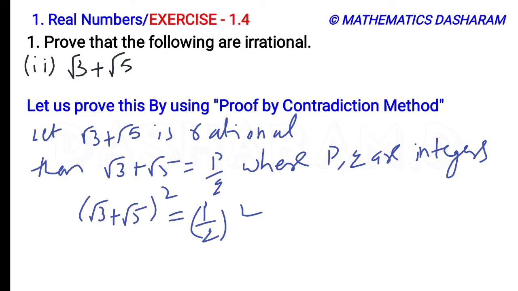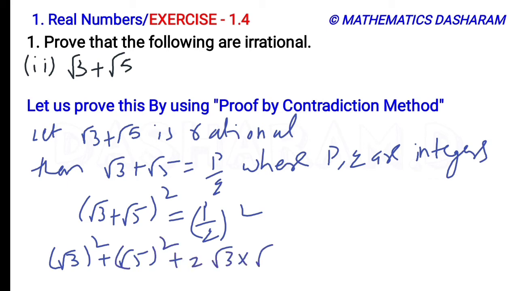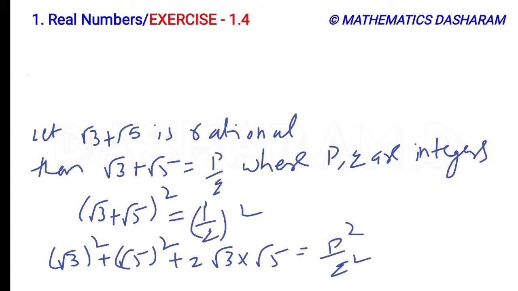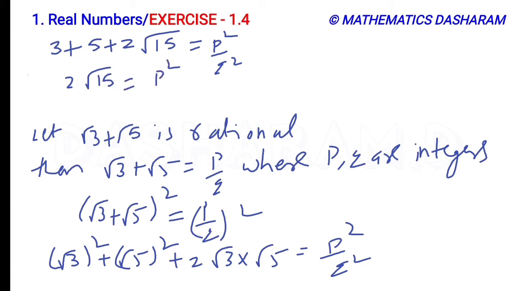Here it is the a plus b whole square form. So a square plus b square plus 2ab: 2 into root 3 into root 5 equals p square divided by q square. Root 3 whole square is 3, root 5 whole square is 5, and 2 into root 3 into root 5 is 2 into root 15. So it equals p square divided by q square. Now 2 into root 15 equals p square divided by q square minus 3 plus 5, which is 8. So it equals minus 8.